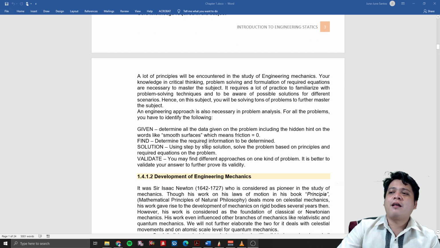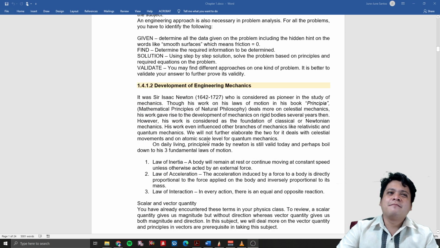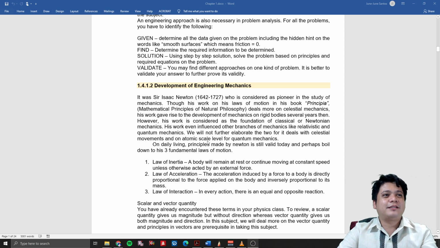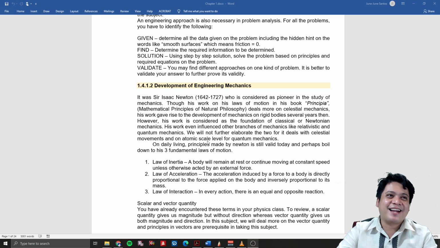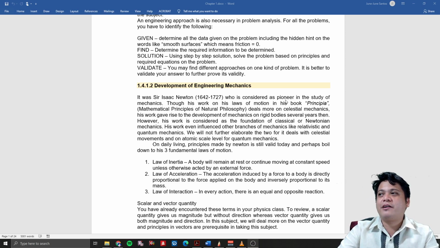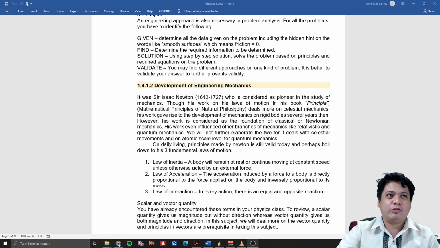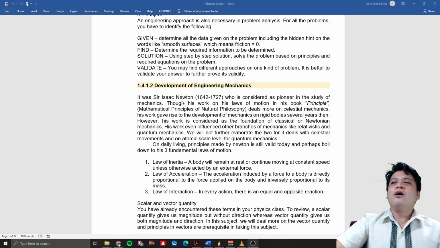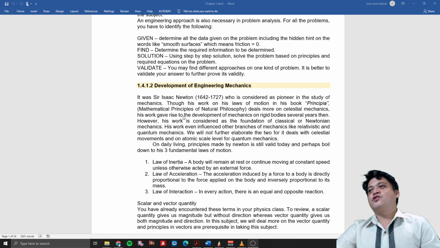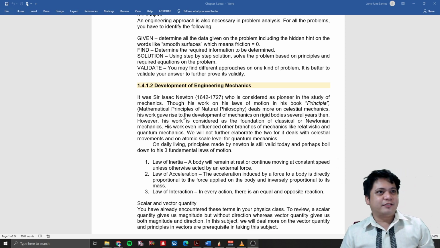So, punta tayo sa history and development of engineering mechanics. Yung dapat sisihin natin, napakarami nating naaral ngayon. Joke lang. It was Sir Isaac Newton who is considered as the pioneer in the study of mechanics. So, nagkaroon siya ng isang book. It's called the Principia, or the Mathematical Principles of Natural Philosophy. It deals more on celestial mechanics. So, kumbaga, hindi naman talaga yun on the earth.